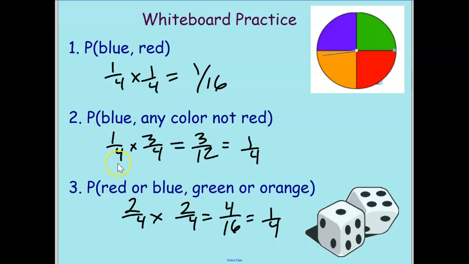Probability of blue is 1 in 4. Any color not red, there's 3 out of 4 that are not red, and you multiply them together and simplify, and you get 1/4. Probability of a red or a blue, well, 2 sides are red and blue. 2 sides are green or orange, and you multiply those together, and you get 4/16. If you did 1/2 times 1/2, then that takes you automatically right there. So it doesn't matter if you simplify here or you simplify at the end, you should still have gotten 1/4 as your final answer.